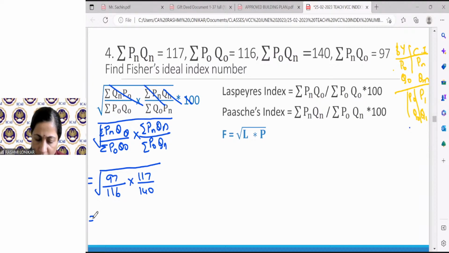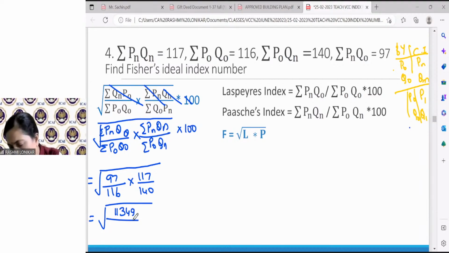Yes, very good, Shreya. Yes, Aditya, I wrote the quantity index over here, so sorry for that. This is the price index for Fisher, into 100. So how much is this? This is equal to the square root of 97 into 117, which is 11349, upon 116 into 140, which is 16240.